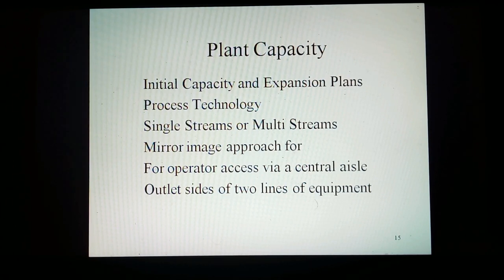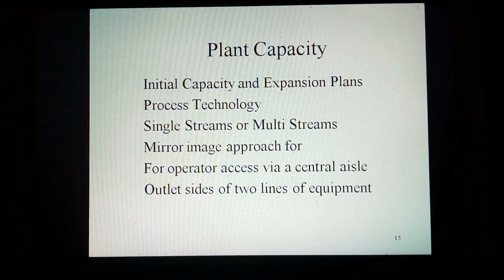Multiple processing lines are often required for the plant. Pairs of lines can either be identical or be mirror images. The former option is less expensive, but the mirror image approach is sometimes preferable for layout reasons. Two such reasons are: for operator access via a central aisle, and the need that the outlet sides of two lines of equipment, pumps for instance, point toward each other so that they can be readily hooked to one common line.